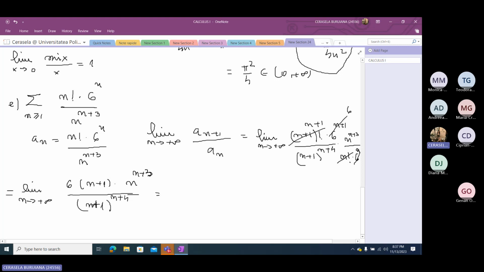Okay, if you look, there is one more term that works to simplify it, to reduce it. So in the end, we get 6 times n over n plus 1. I will write it n power n plus 3, everything over (n plus 1) power n plus 3.